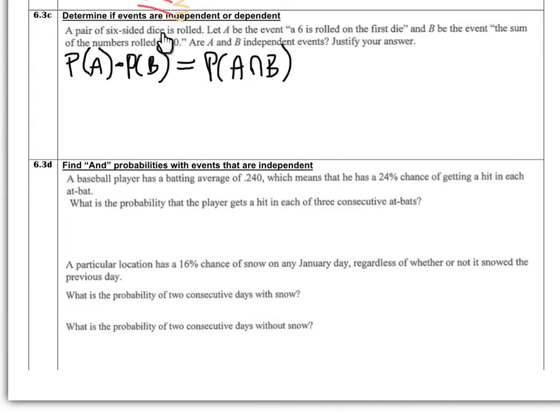So a pair of 6-sided dice is rolled. Let A be the event that a 6 is rolled on the first die. B is the event that the sum of the numbers rolled is 10. Are A and B independent? Now, you might have a gut instinct. Independence means this, that the first outcome will not impact the second outcome. Again, here's the first event. A 6 is rolled on the first die. Now, the second event is that the sum of the numbers rolled is a 10.